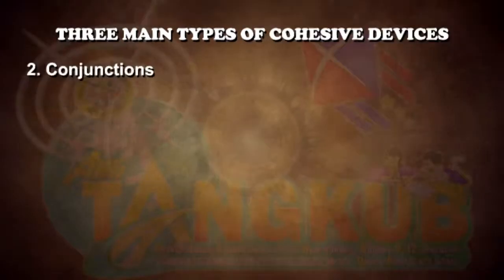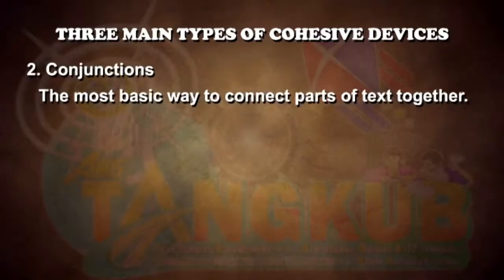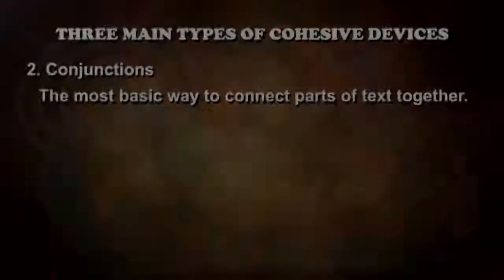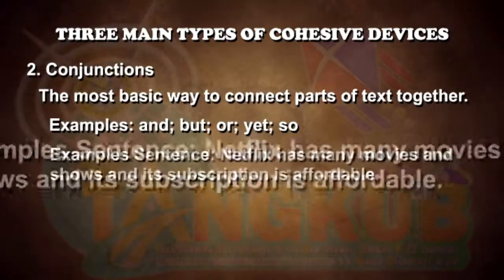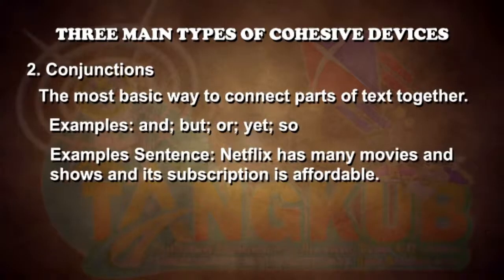Number 2, conjunctions. The most basic way to connect parts of text together. Examples: and, but, or, yet, and so. Example sentence: Netflix has many movies and shows, and its subscription is affordable.